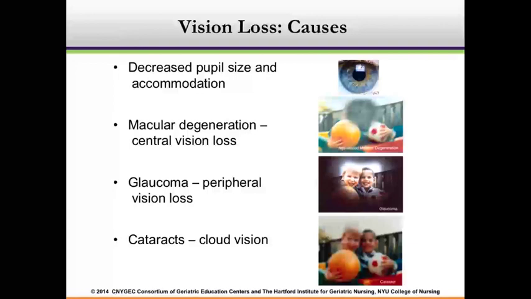is another one. Obviously, decreased pupil size and accommodation can happen. Macular degeneration, which is central vision loss. That's the second picture. The first picture, of course, is decreased pupil size. The second one is macular degeneration. The third one is glaucoma, where you have peripheral vision loss. You can see in the middle, but you can't see on the outside. And cataracts, which makes everything cloudy all over.